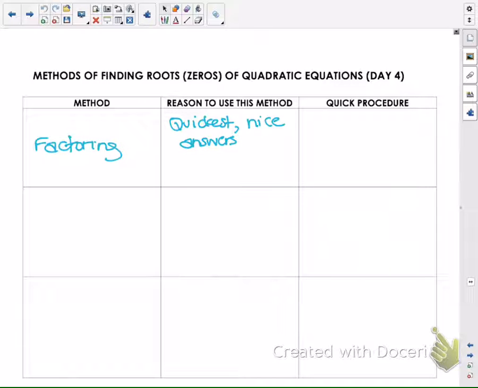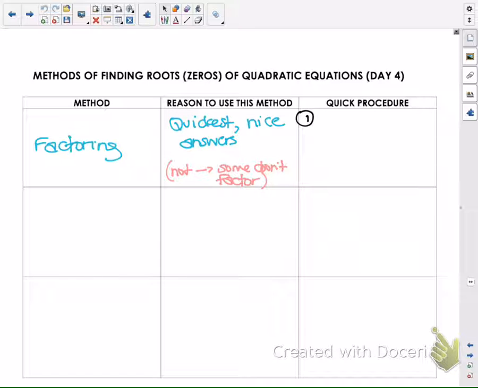Okay? Now, contrarily to that, not a reason to not use it, some don't factor, right? So we have more methods than factoring because some of them won't factor for us. We got to have other methods for that. So let's review quick procedure for that. When we're factoring, what's step one?